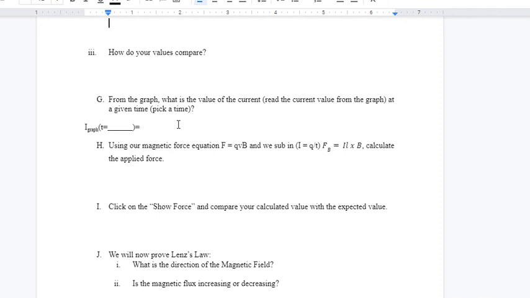Similarly right here, we're going to take a look. This is our equation from last week, and remembering that our current is charge over time, we can derive this equation here, which is F is equal to ILB. You can calculate your applied force and then go back and find your force.